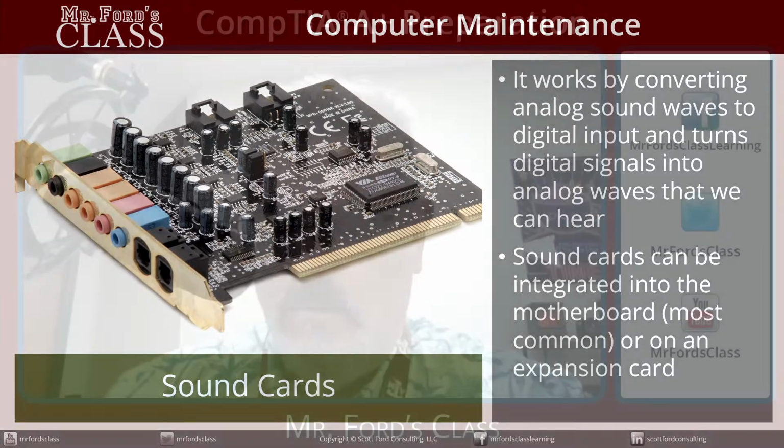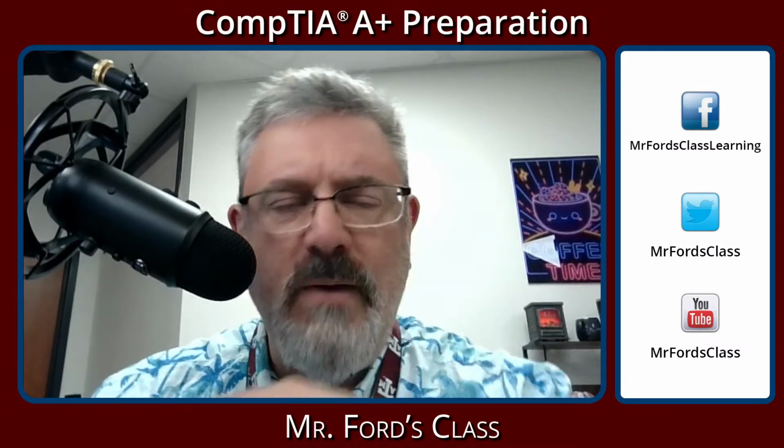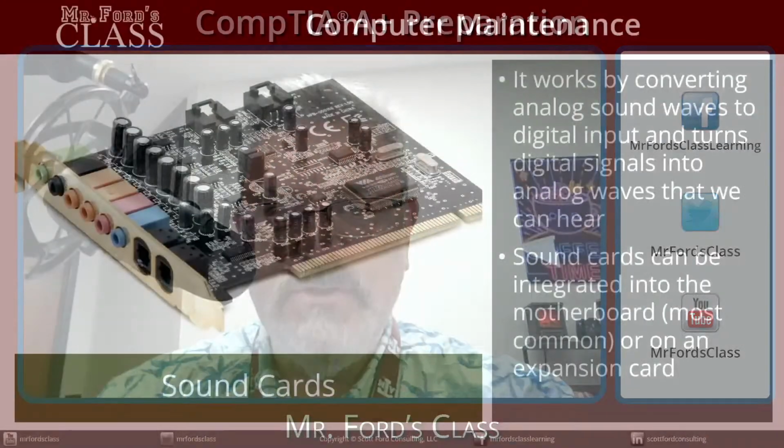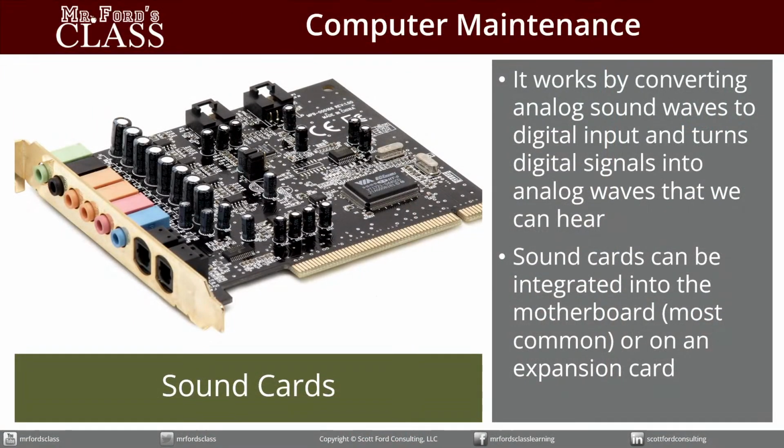So if you remember earlier in the video, I said audio comes out as wave files, right? It's analog wave files that have to be converted into digital. Well, when you have the digital information on the computer, it then has to be converted back into analog so that we can hear it. We can't hear the digital. We need the sound waves so we can hear what's going on.